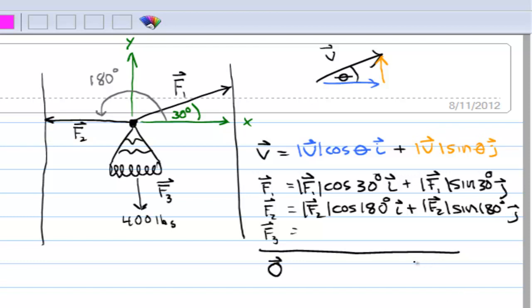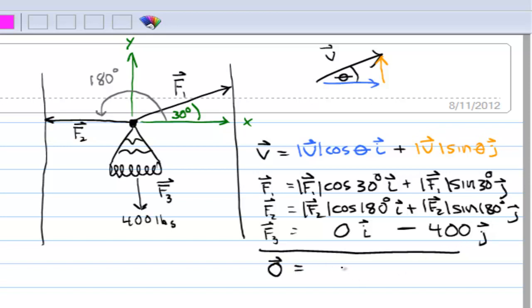F3 is a little nicer. It has no horizontal component. It's strictly straight down. That means it has 0 horizontal in the I direction, in other words. It's going vertically down, so I write negative 400 J.